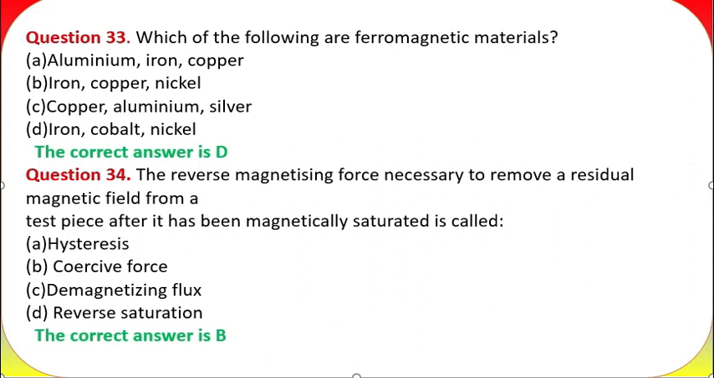Question 34. The reverse magnetizing force necessary to remove a residual magnetic field from a test piece after it has been magnetically saturated is called: A. Hysteresis. B. Coercive force. C. Demagnetizing flux. D. Reverse saturation. The correct answer is B.